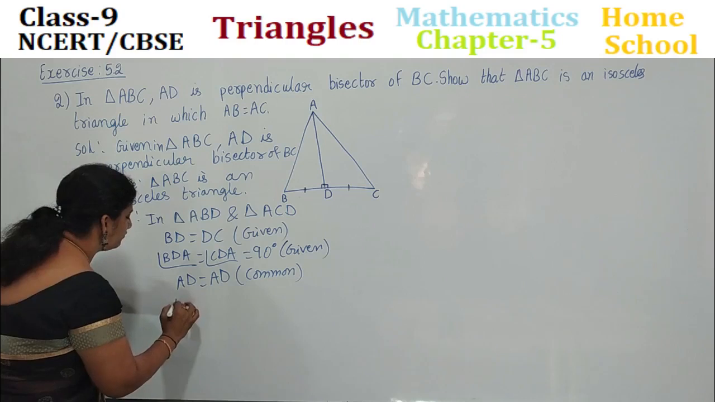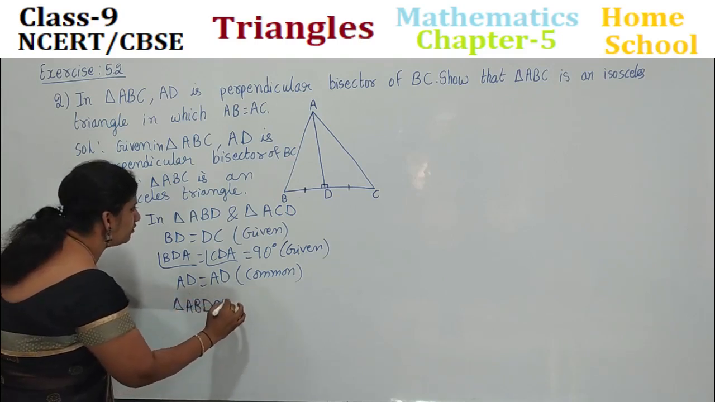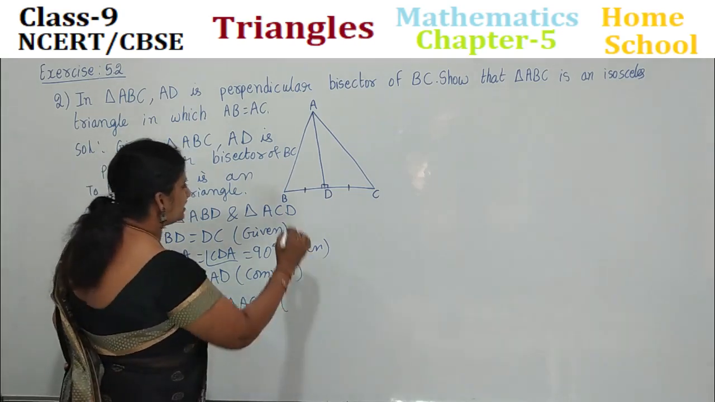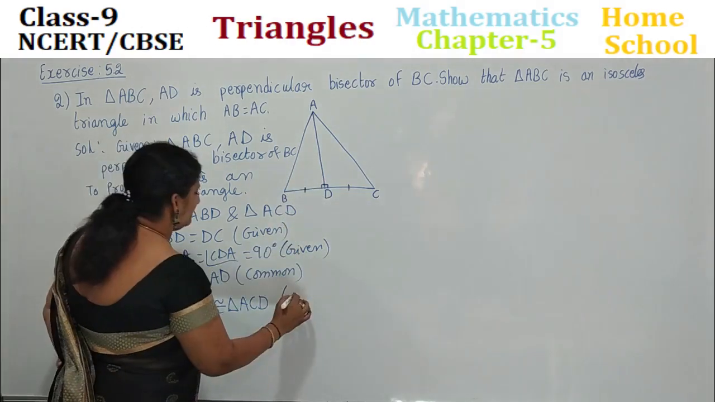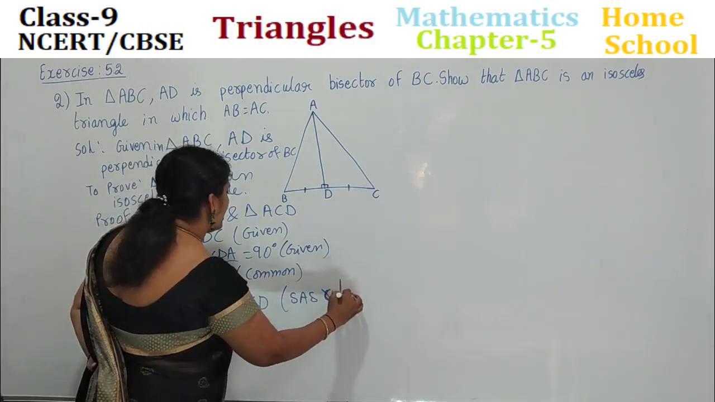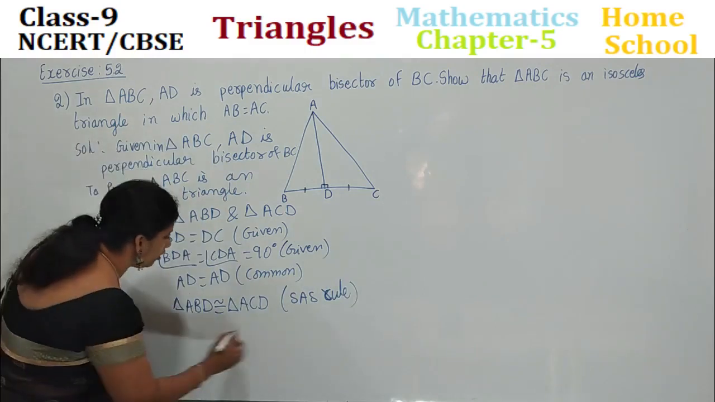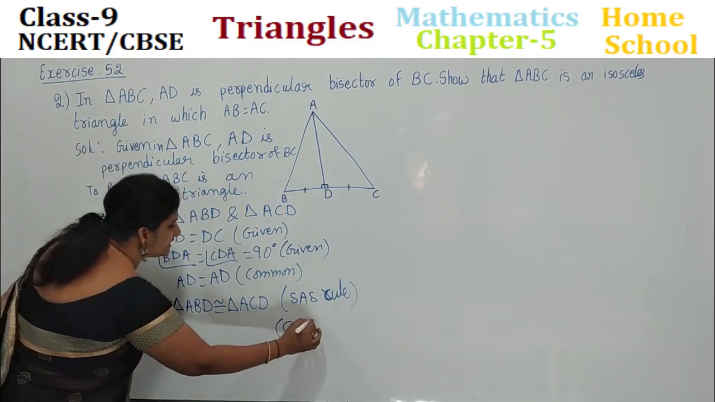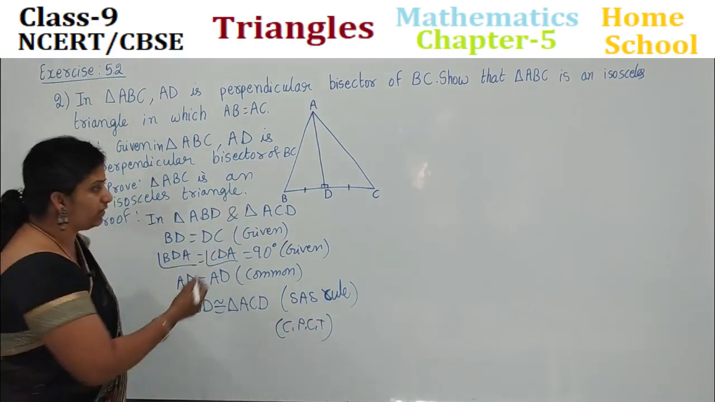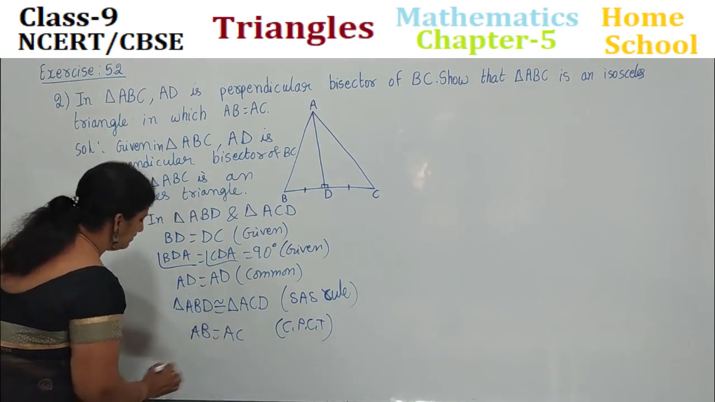Therefore triangle ABD is congruent to triangle ACD. By which rule, children? Side angle side. Yes, SAS congruency rule. I say that the two triangles are congruent. If they are congruent, by CPCT, what can I say? Other corresponding parts you can equate. That is AB equal to AC.